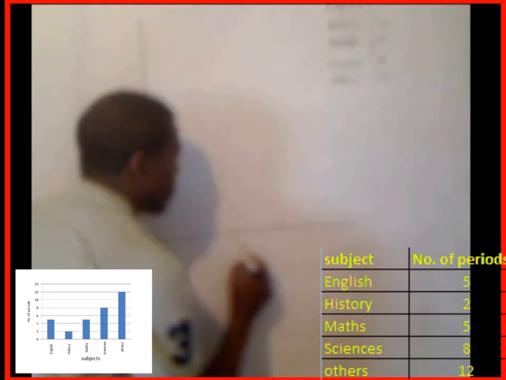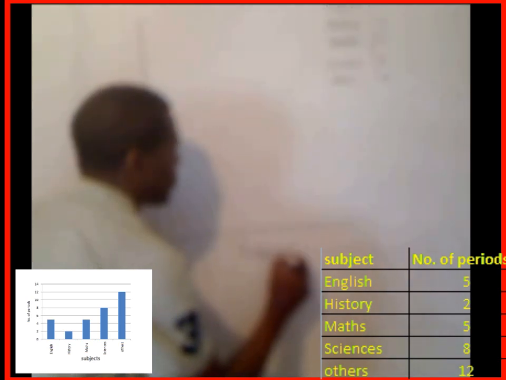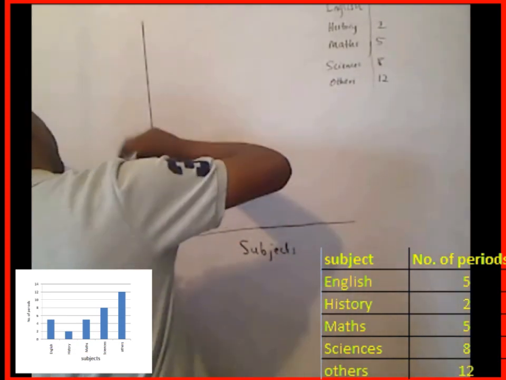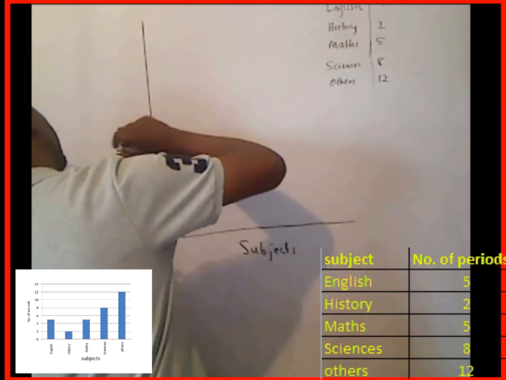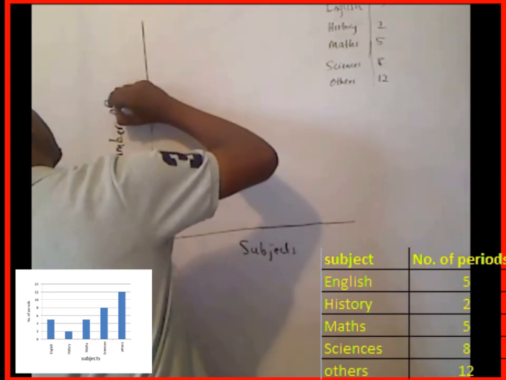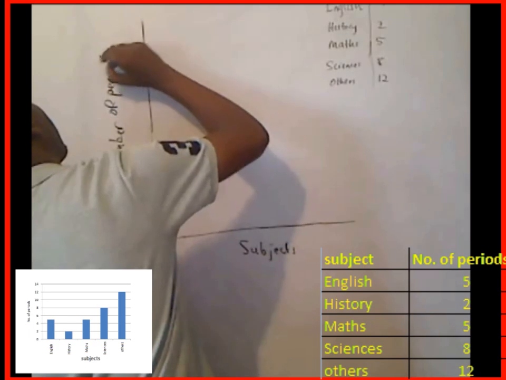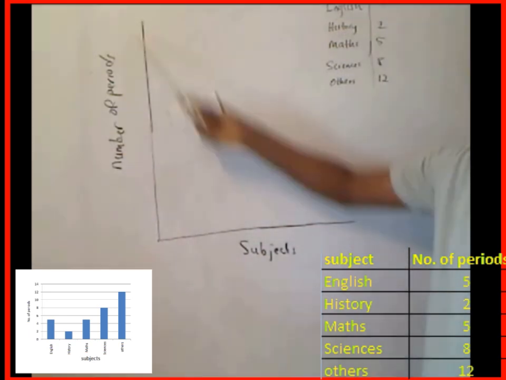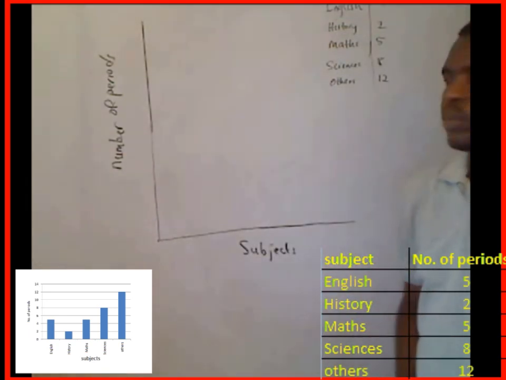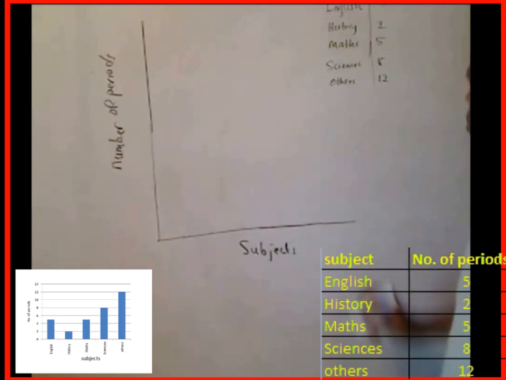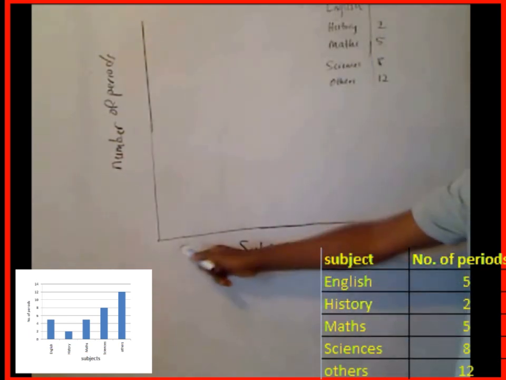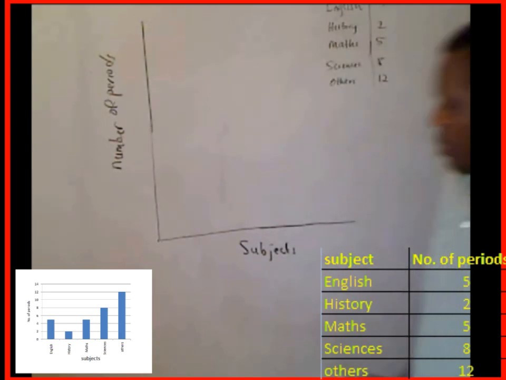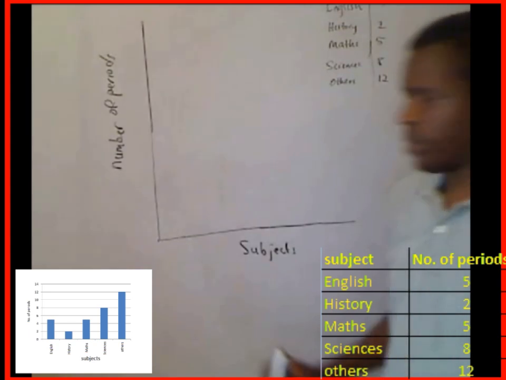So the subjects will go down here, and then on the vertical I'll have number of periods. So now I'll start representing the subjects down here. Take note that the width of each bar should be equal, so I can mark the bars.